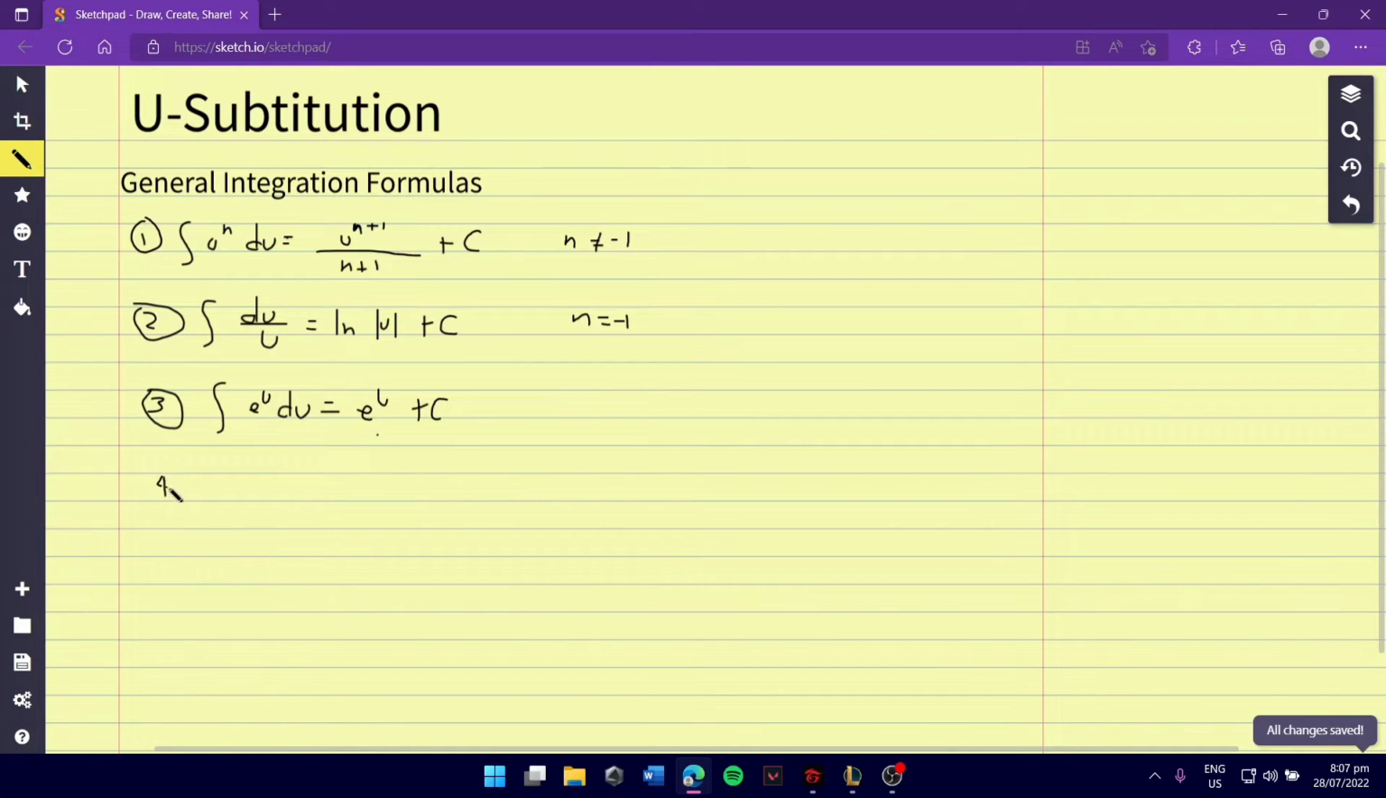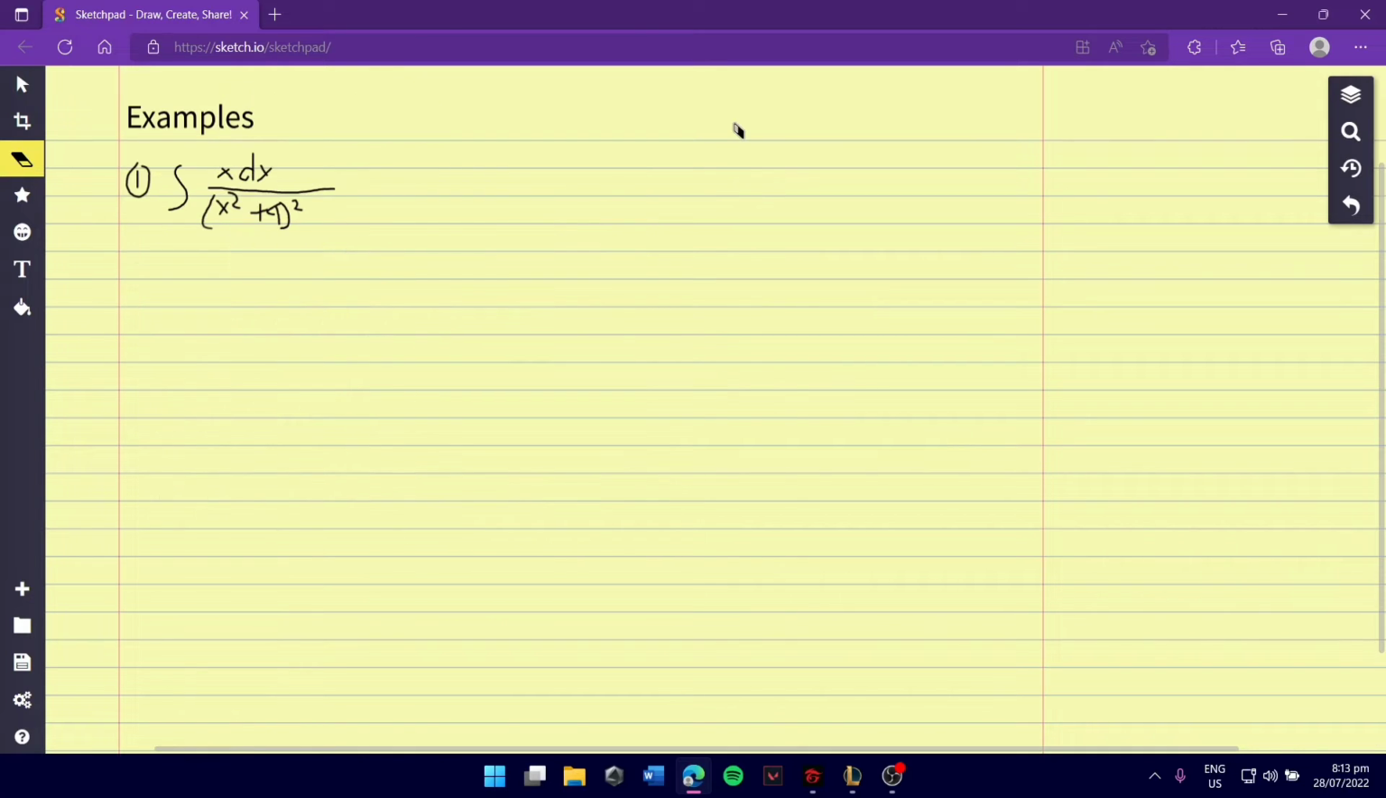So in the last formula, we have the integral of a, here a is our constant, raised to u times du. So this will become a^u over ln of the absolute value of a, and then add our arbitrary constant. So this is our example number 1.